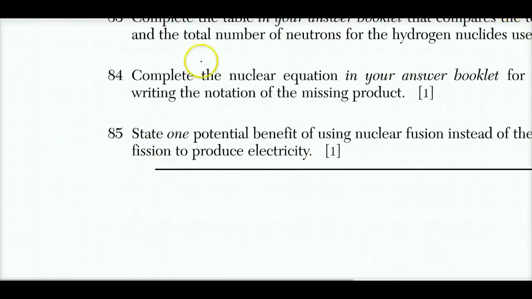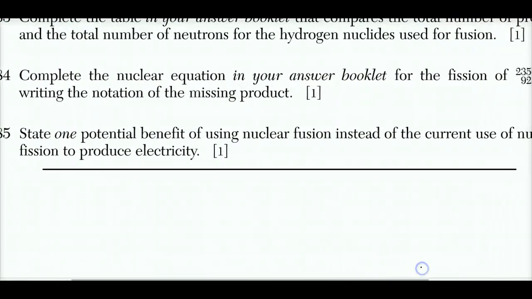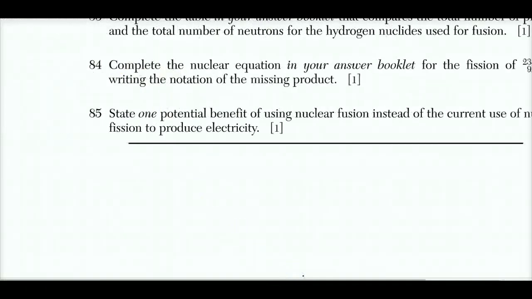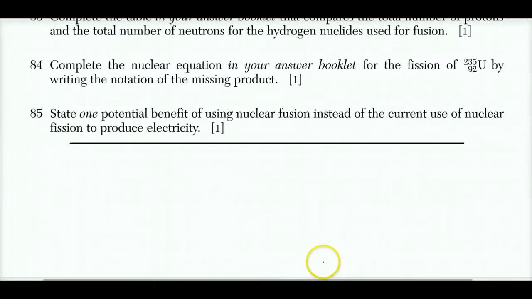Number 85. Number 85. State one benefit of using nuclear fusion instead of the current use of our nuclear fission to produce energy. Currently we use nuclear fission. We split the atom in our nuclear reactors that we use nationwide. We would love to go to nuclear fusion. Supposedly we have Lockheed Martin making one. We'll see. Okay, what's the potential of nuclear fusion?